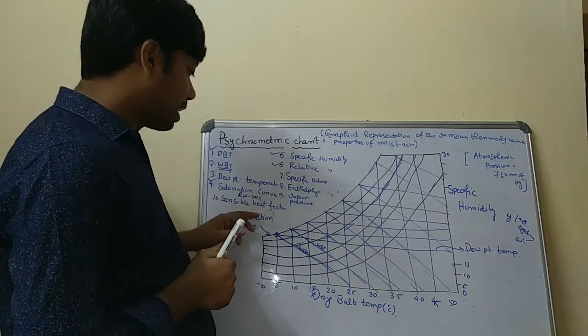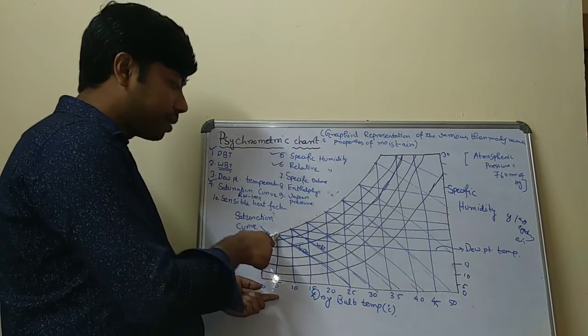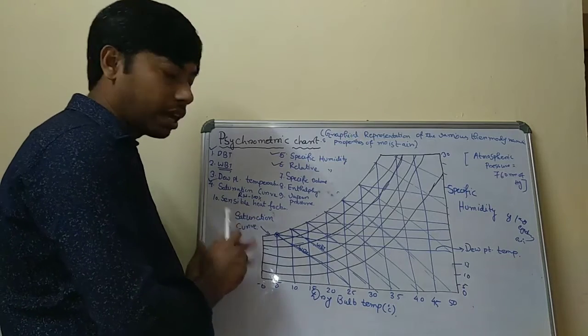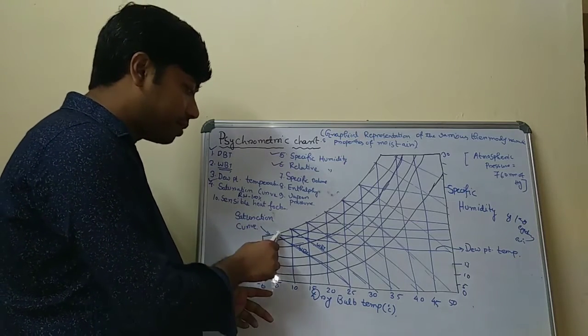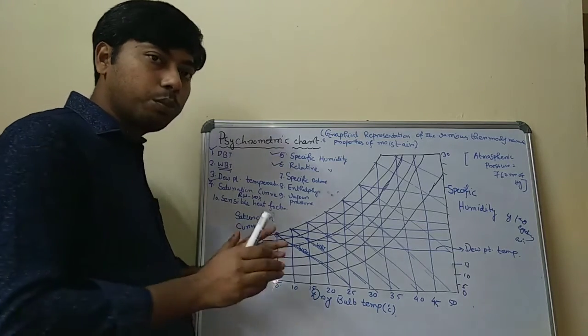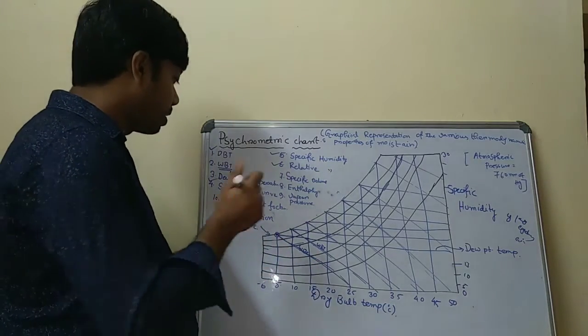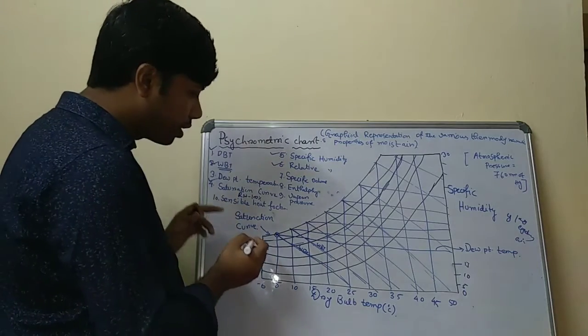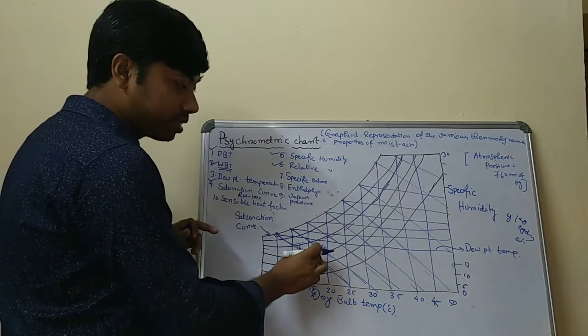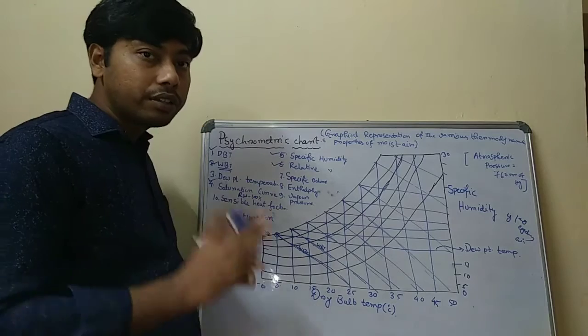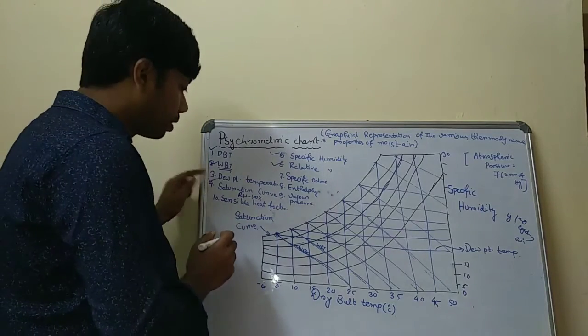It means that in a saturation curve, the dry bulb temperature and wet bulb temperature both are equal, right? Now, what is dew point temperature? Dew point temperature, it is at wet bulb temperature basically, non-uniform in space.